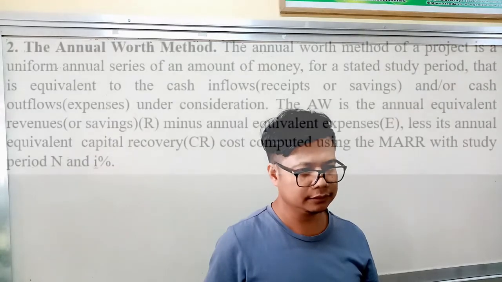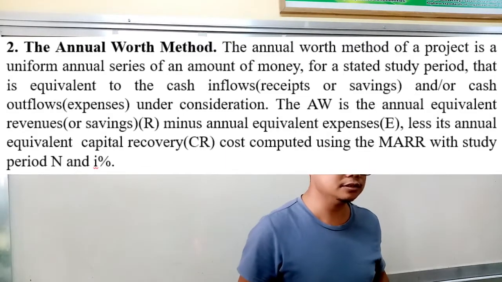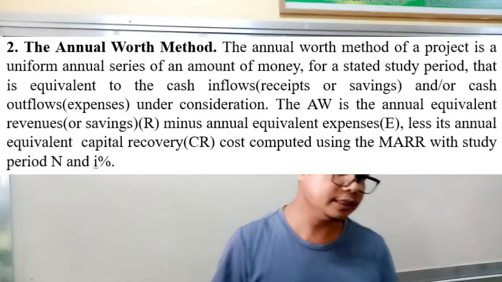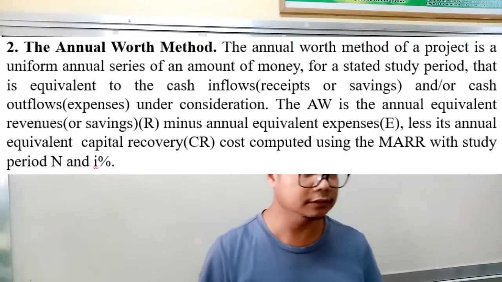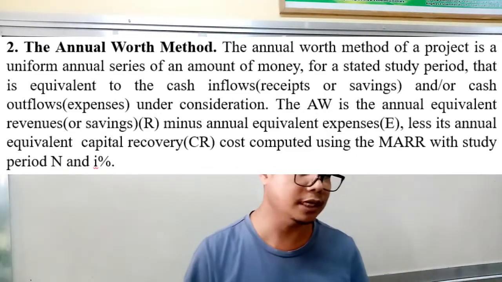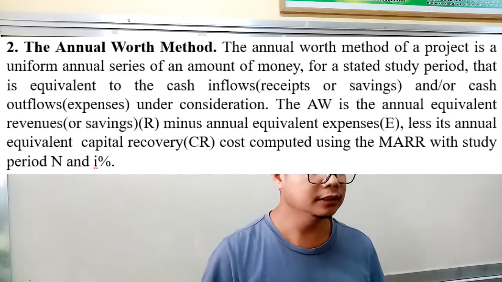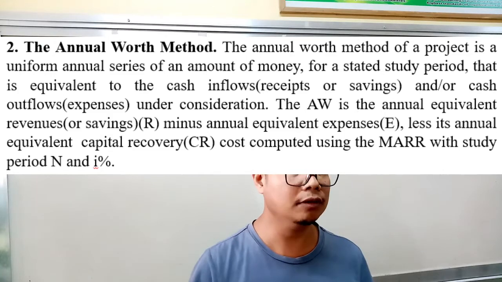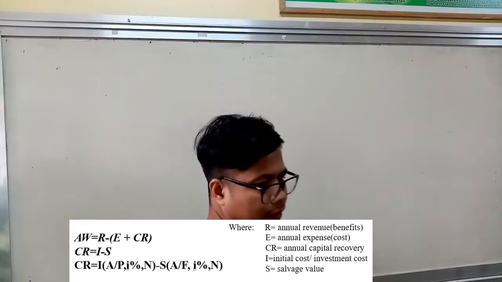So the annual worth or AW, sabi niya, annual worth method of a project is a uniform annual series of an amount of money. So annual naman. Magkano naman ang kanyang annual worth, yung project, for a stated study period. So that is equivalent to the cash inflows and cash outflows under consideration. So the annual worth is the annual equivalent revenues, so nakita niyo yung formula, AWR minus the annual equivalent expenses minus the annual equivalent capital recovery cost computed using the MARR with study period and interest I.